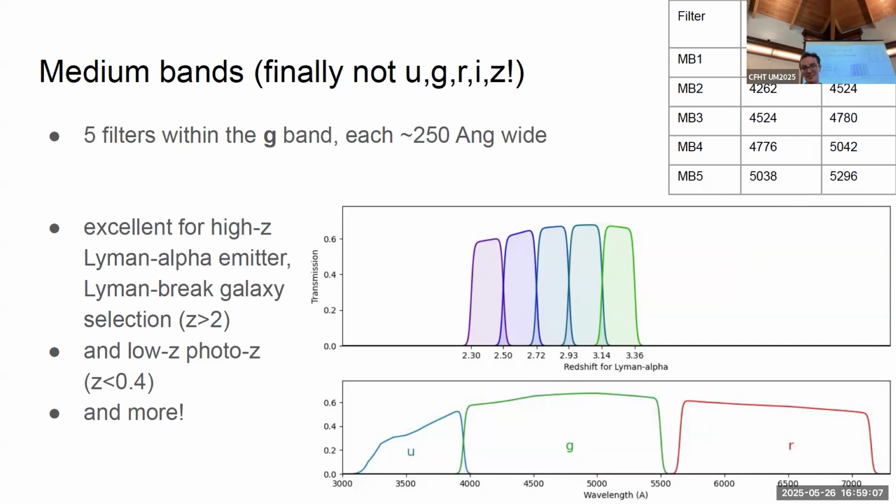These are excellent for, as Christoph said, selecting high redshifts, 2 and above, like 2 up to 3.5-ish, Lyman alpha emitting galaxies and Lyman break galaxies, essentially because you see either the Lyman alpha line or the break shift between those filters. But by the same token, they're also great for doing photo-zs for low redshift galaxies up to about redshift 0.4, because you see the 4,000 angstrom break move between those filters. So they really give you a lot of leverage on multiple kinds of galaxy populations as well as stars.